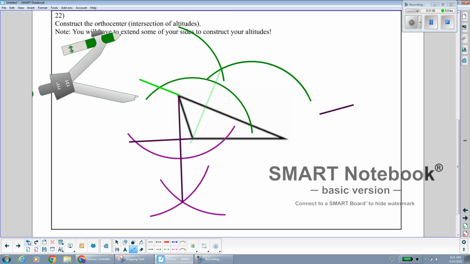The thing is, I should keep going because I do need to see where the altitudes meet. So this green line is the altitude to one side of the triangle, and this purple line over here is the altitude to the other side of the triangle. So here I see where they meet. And notice how they meet outside the triangle. And that's because it's an obtuse triangle.